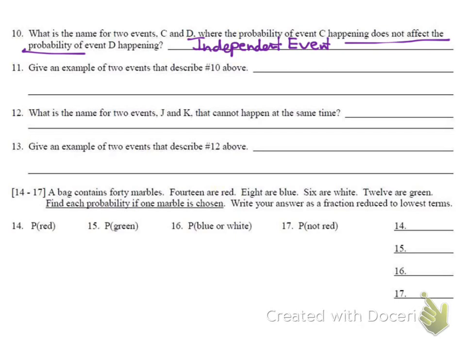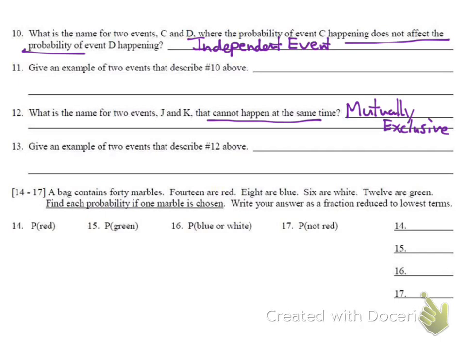Number 12, what is the name for two events that cannot happen at the same time? We call those mutually exclusive. And again, I have other videos too that should give you some examples, so I'm not going to answer the 13. You got to find that one on your own.